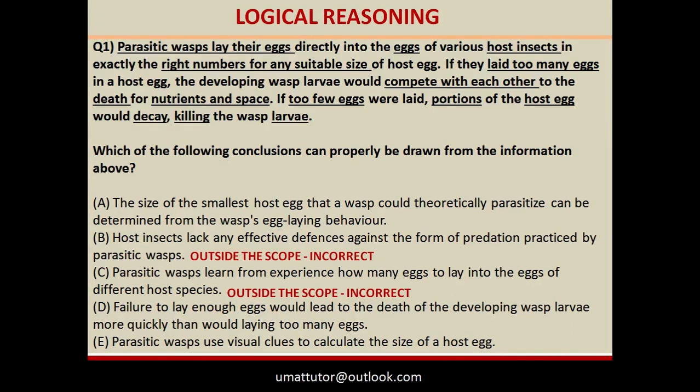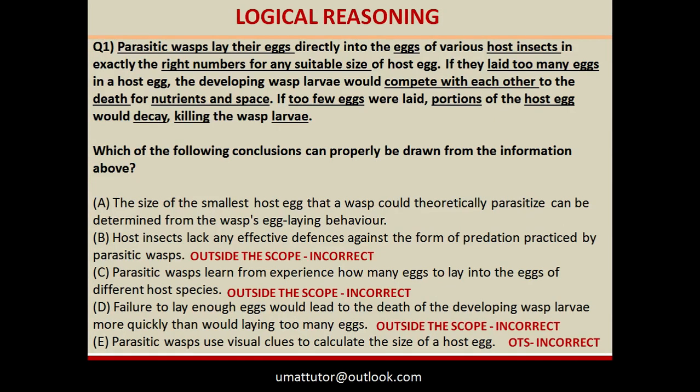Option D, again, while it mentions death for both too few eggs and too many, it doesn't mention which process occurs faster or if there's any difference. So because there's no mention of the rate, the rate of death, we can again say it's outside the scope of the question, and it's incorrect therefore.